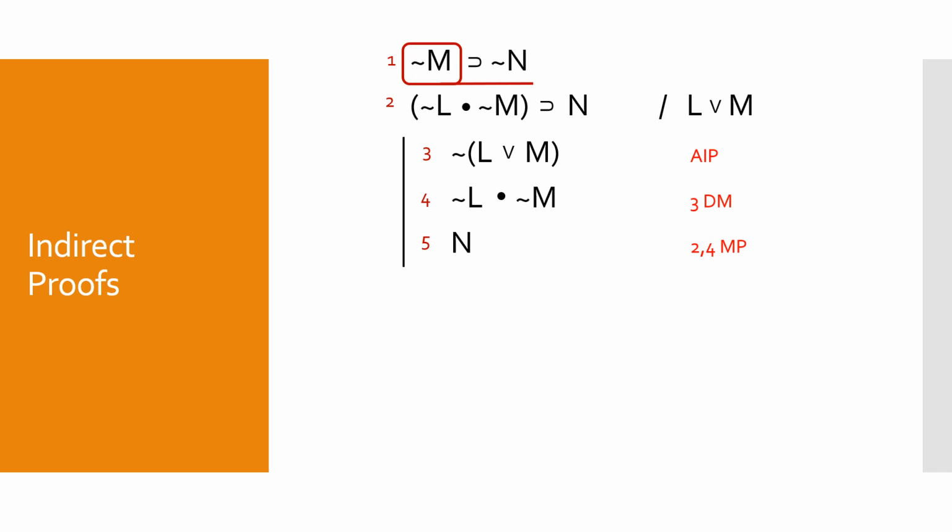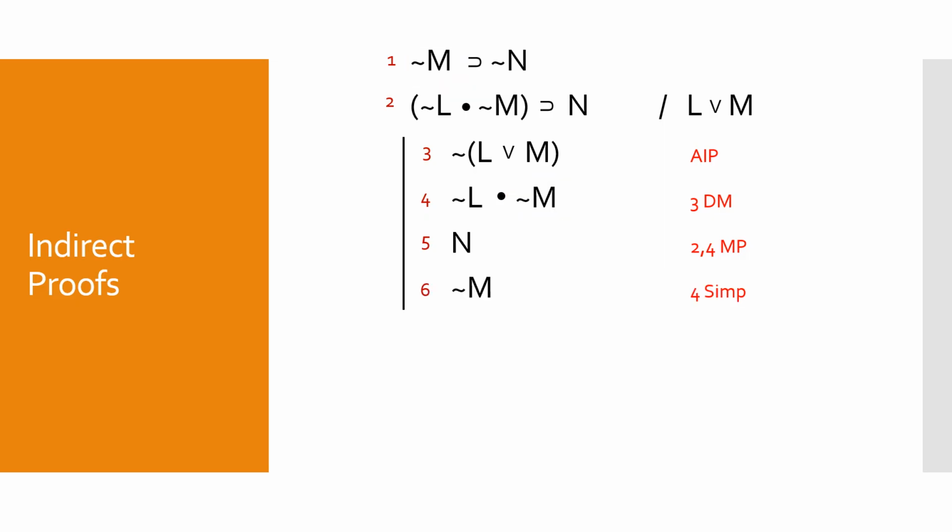I have N, and now I need to figure out how to pull out not N from line 1. And rather clearly, since it is a conditional statement, I'm going to need to use modus ponens to get there. And so what I need to do is somehow affirm the antecedent of line 1. And rather clearly, I can find not M where I need it in line 4. And so I need to find a way to get M, or not M, out of this particular line.